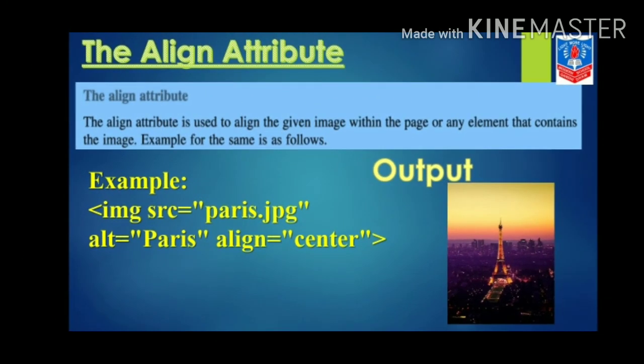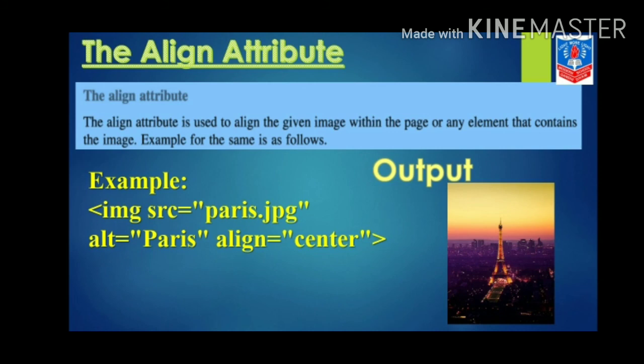Students, next we go to the align attribute of the image. The align attribute, by its name, it's clear, is the alignment of the image. So whether it is to be displayed in the center of the document, left, or right. So let's see. The align attribute is used to align the given image within the page or any element that contains the image. An example for the same is given here.